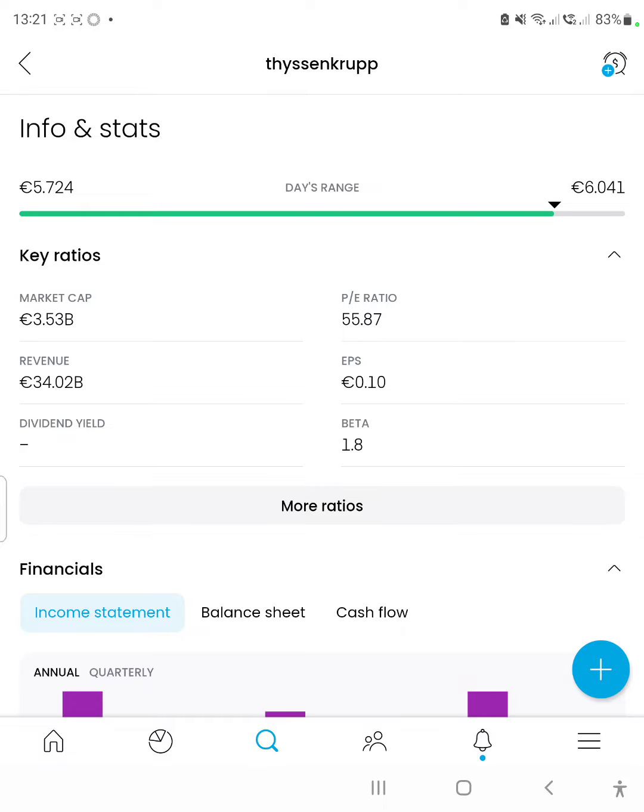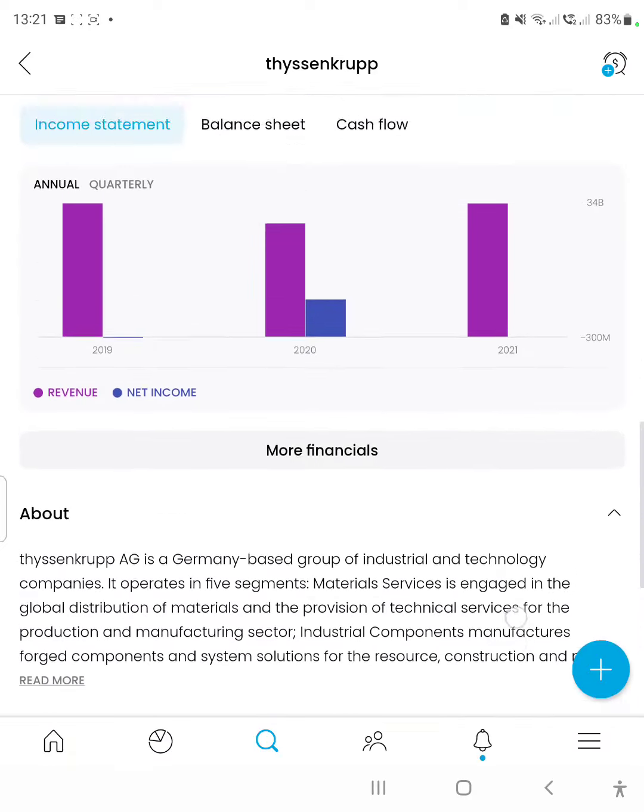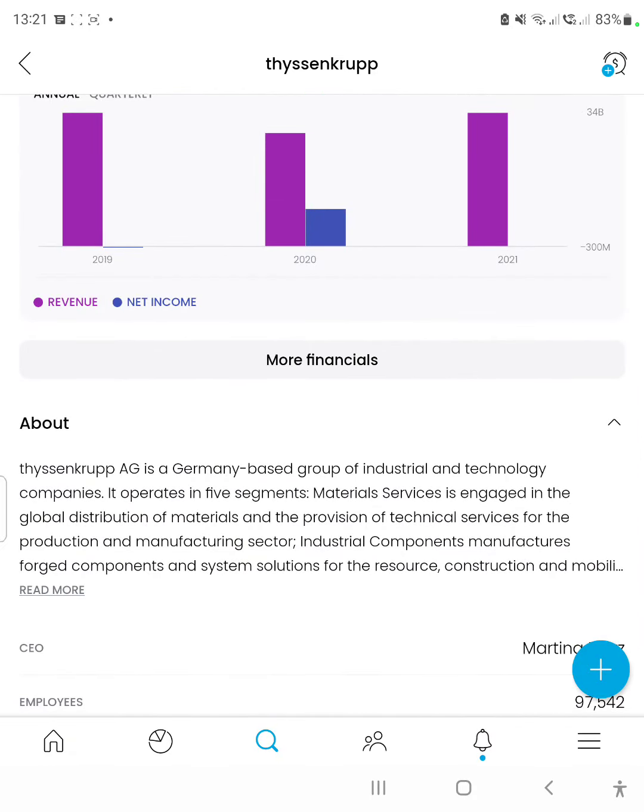The price to earnings ratio is 55, which is very, very high actually. The earnings per share was 0.10. The beta level, which is the overall risk level of the company, was 1.8. So it's 80% above the average risk level of a stock in the stock market.